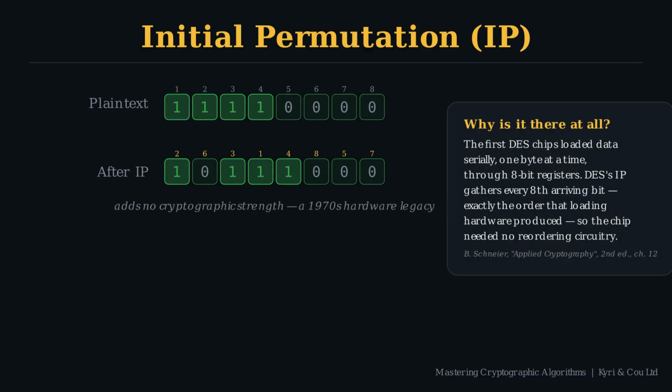Does this shuffle add any security? Honestly, no. It's a leftover from the way 1970s hardware loaded data, but it's in the specification, so we follow it. We split the result down the middle. The left half, L0, is 1011, and the right half, R0, is 1000. These halves are the inputs to round 1.